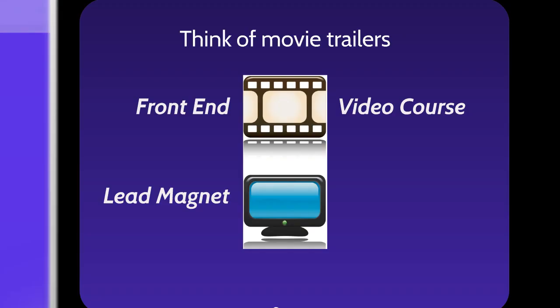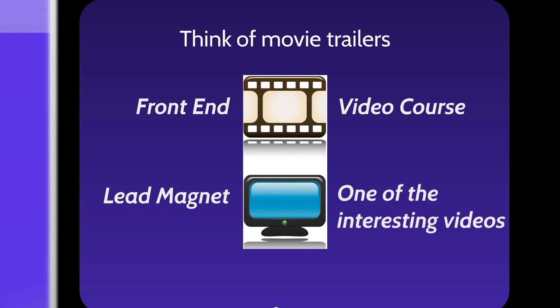Let's say, for example, that your front end offer is a video course. Whatever you're trying to sell in that video course, what could your lead magnet be? Well, it's pretty easy. As long as you have the concept, take a piece out of the front end. If we take a piece out of the front end and create a lead magnet, we want to take perhaps one of the most interesting videos. If it's a private label rights video course, or a video course with resale rights, you need to make sure that you have the rights to do this.